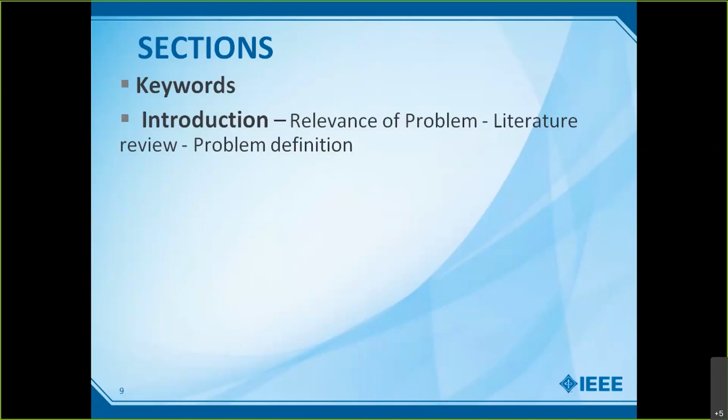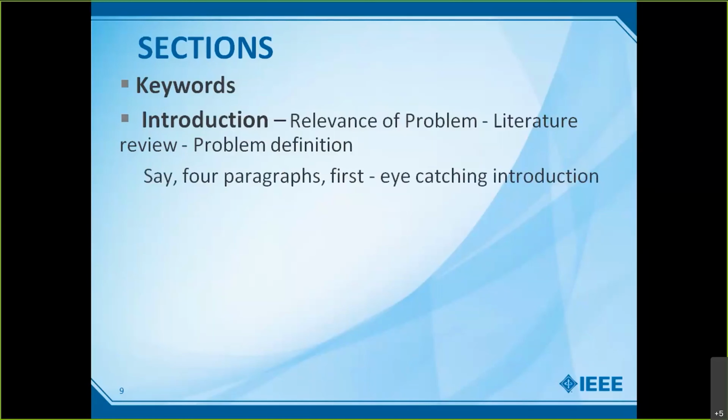Unless you set the stage for your work, you need not present your work. That is the idea. You should tell the reader that whatever work has gone before, maybe they are all good works, but they all have some shortcomings. And in this work, I'm going to address those problems. So the problem definition will be there. The introduction may have 3 paragraphs, or 4 or 5, not more. Now I have taken a case where you have 4 paragraphs.